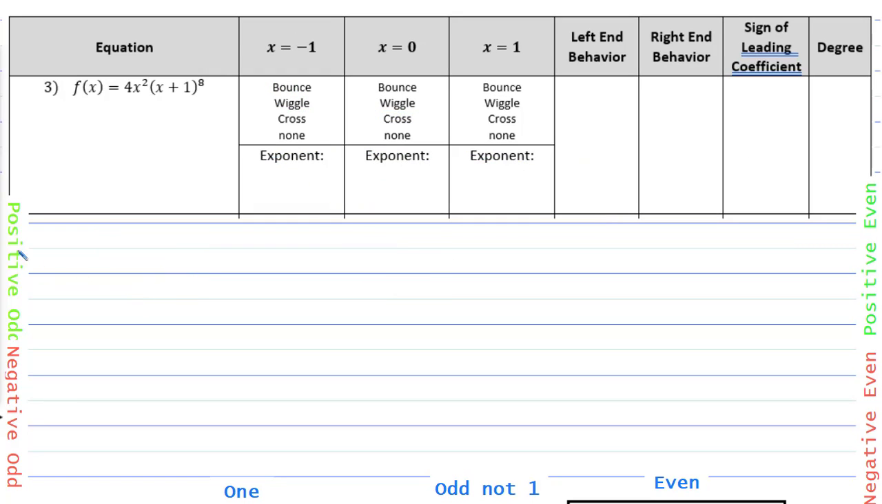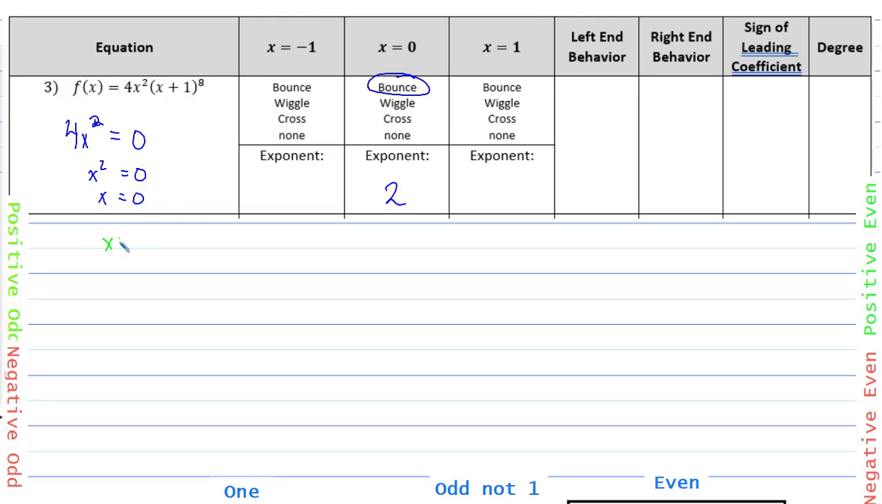Number 3. 4x to the second is equal to 0. So divide by 4. Take the square root. So there, my exponent was 2. 2 is even, so therefore a bounce.